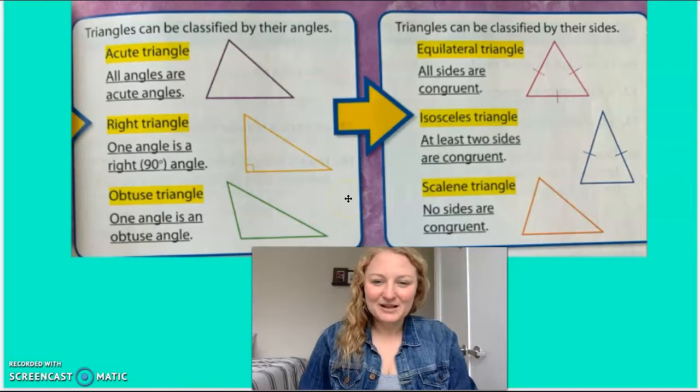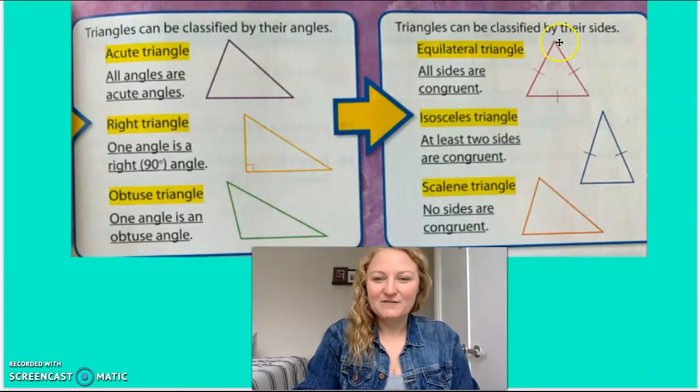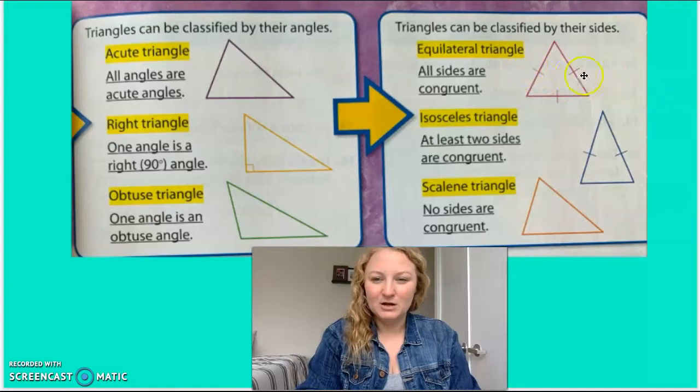You can also classify triangles by their sides. If all sides are equal, it's called an equilateral. We know these are equal because each side has one tick mark. So this side is equal to this side is equal to this side.